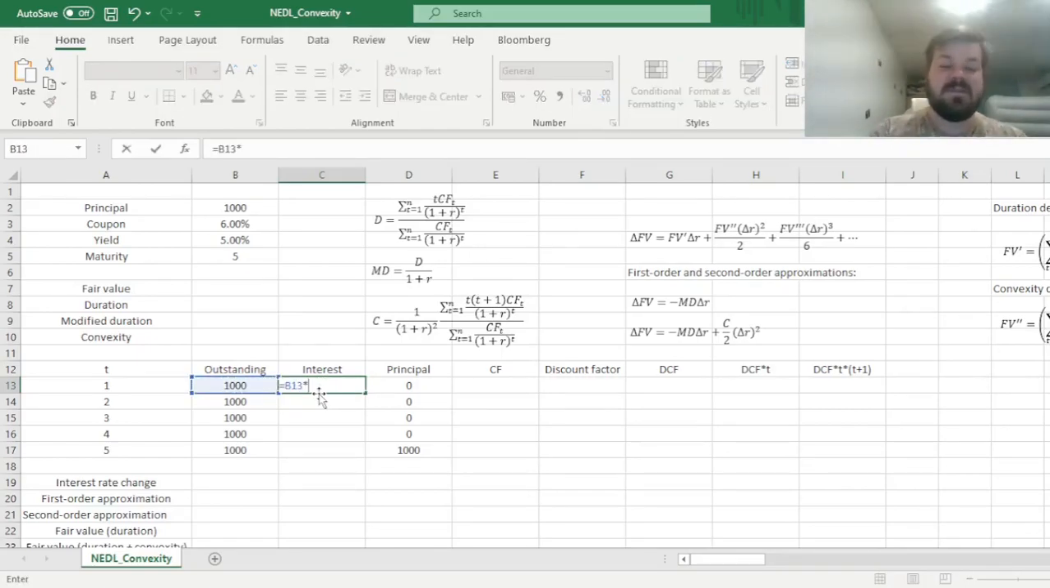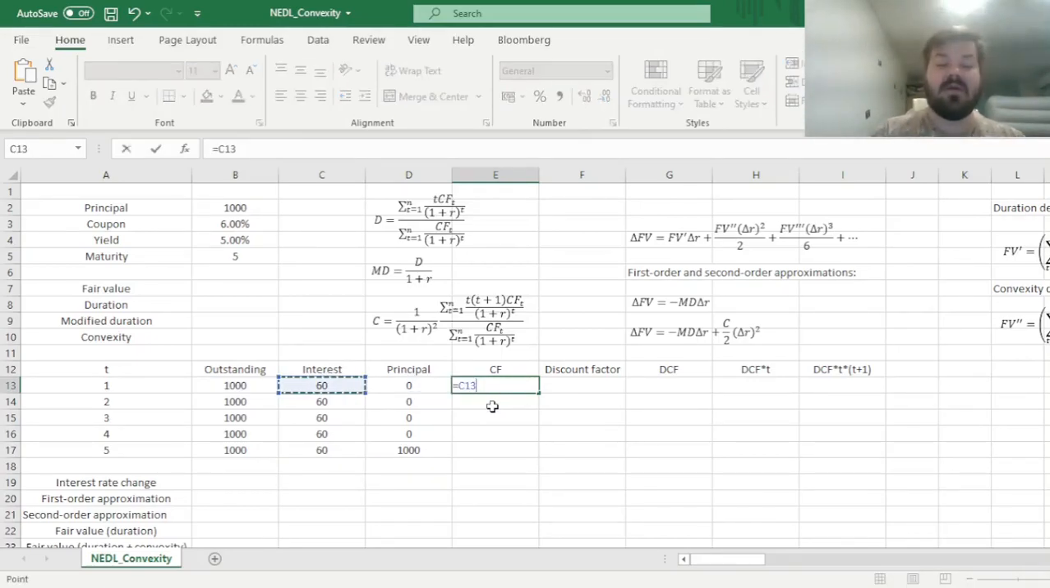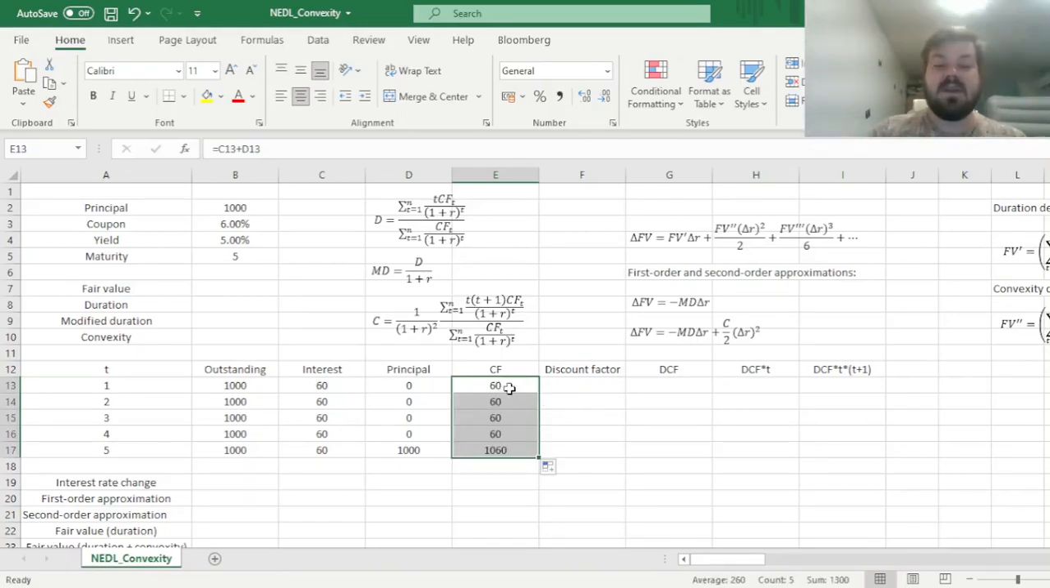So here it's quite simple. We just multiply the outstanding debt by the coupon rate, locking it over here, and then we can build our total cash flow as the sum of our interest and principal payments. Again, quite logically, as with any bond, you're receiving coupons until the very end, where you receive your last coupon and the principal of the bond.